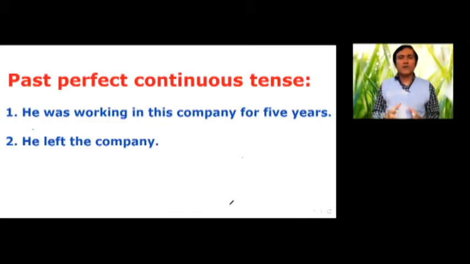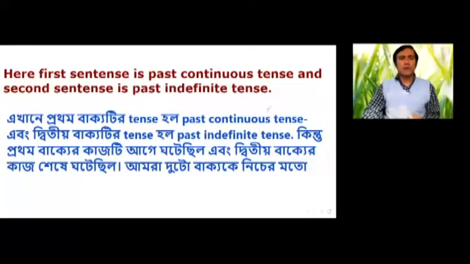Past perfect continuous tense. Let's have a look on two examples I have given here. He was working in this company for 5 years. He left the company. Here, first sentence is past continuous tense and second tense is past indefinite tense.